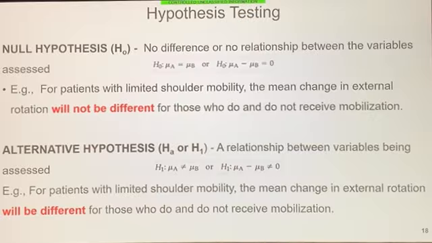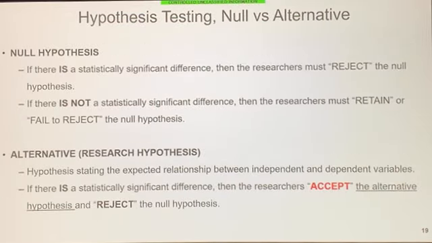And so, if the null hypothesis is that there's no difference, then we retain or fail to reject the null hypothesis if there's no difference between groups. If there is a difference between groups, we accept the alternative hypothesis and reject the null hypothesis.